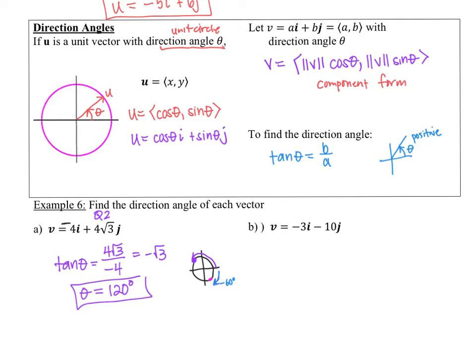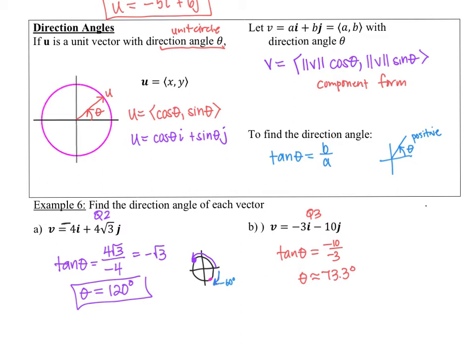Okay, so for B, it says minus 10j. So this is a negative x component and a negative y component, which puts it in quadrant 3. Okay, so the tangent of theta equals y over x. This is not a unit circle location, so I'm going to use the inverse tangent on my calculator to figure out the answer. Okay, so let's see. I got 73.3 degrees according to my calculator.